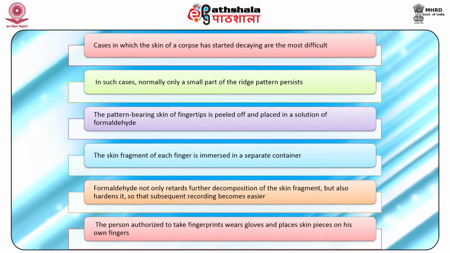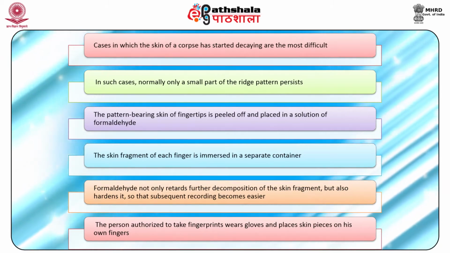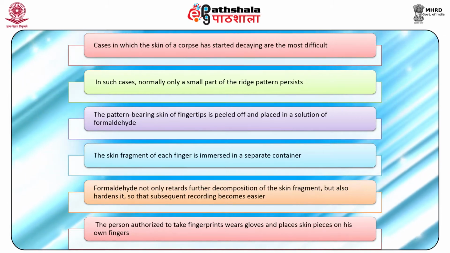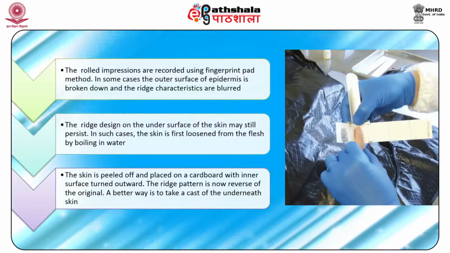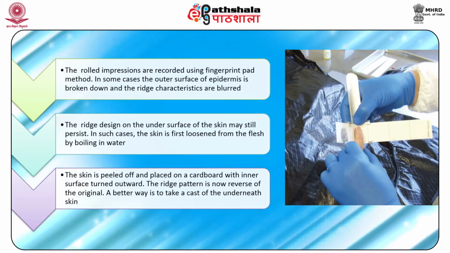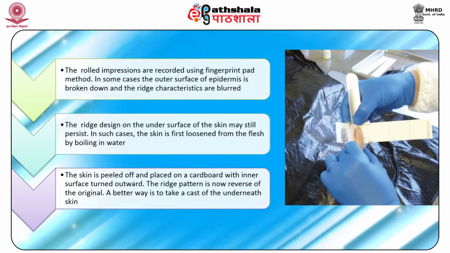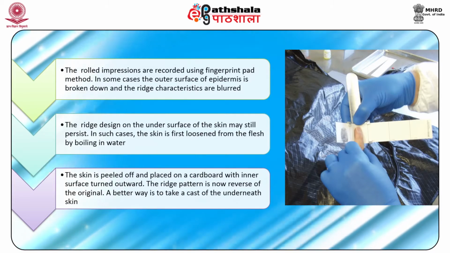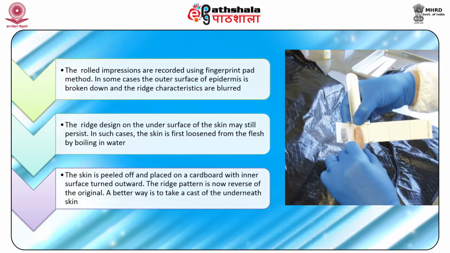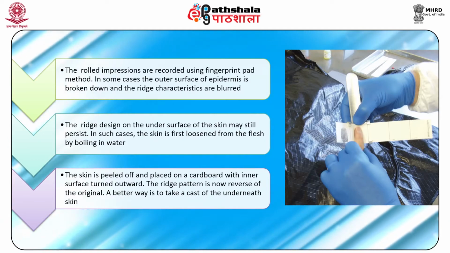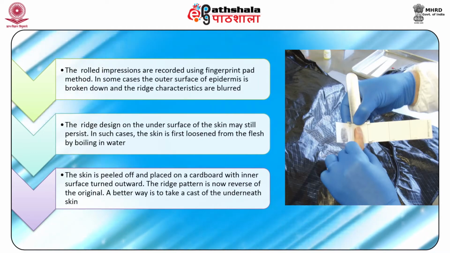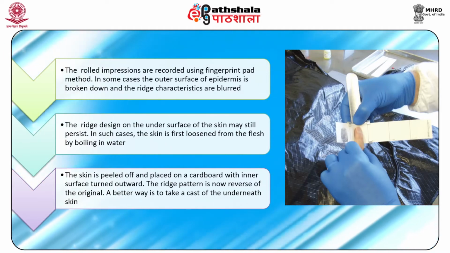The person authorized to take fingerprints wears gloves and places skin pieces on his own fingers. Thereafter, the rolled impressions are recorded using the fingerprint pad method. In some cases, the outer surface of the epidermis is broken down and the ridge characteristics are blurred. However, the ridge design on the undersurface of the skin may still persist.